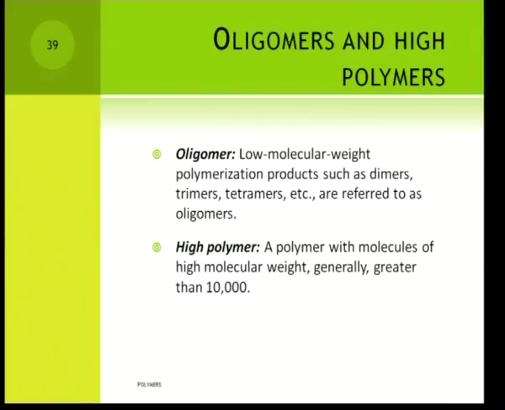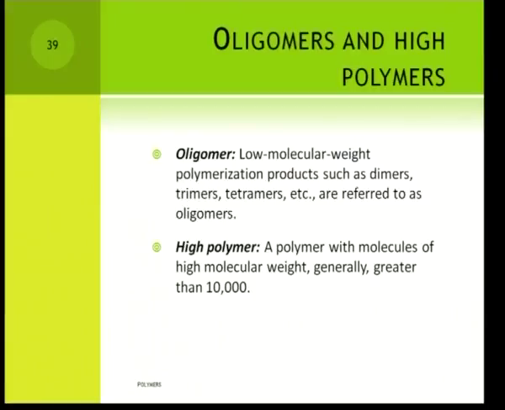We will be talking about the classification of polymers in various ways in the next part 3. Now, this is one particular way of classifying the polymers too. When do you call a polymer an oligomer, or when do you call a polymer a high polymer? Oligomers refer to the low molecular weight polymerization products such as dimers, trimers, tetramers, etc. All these low molecular weight polymer molecules are called oligomers.